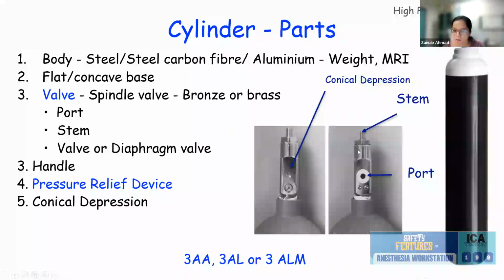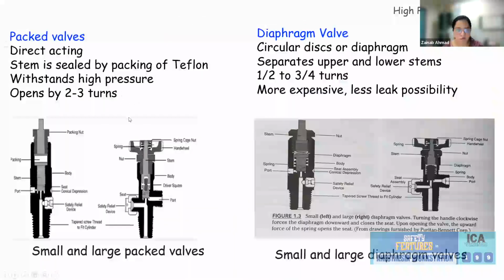At the back of the valve, it has this conical depression and the pressure relief device over here. The port, as you can see here, is covered by a washer. That is how you identify the port. The part of the cylinder which attaches to the yoke assembly, through which the gas enters the machine, is called the nipple. Then you have these holes for the pin index system. We have two types of valves, either packed valves or diaphragm valves. So what do these valves do?